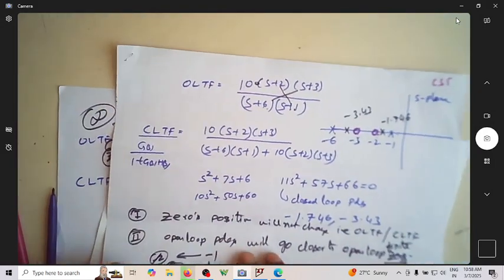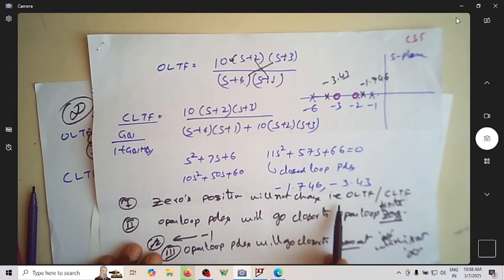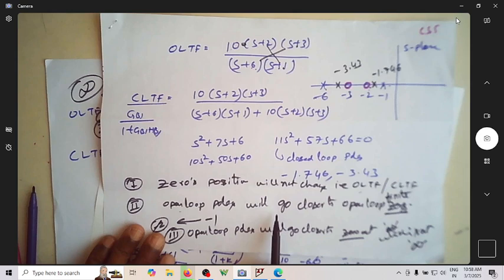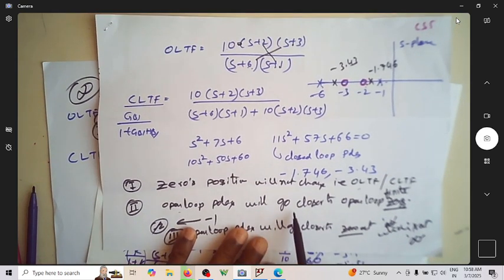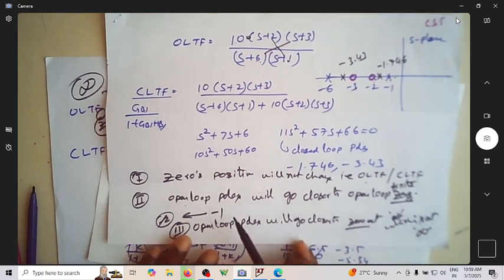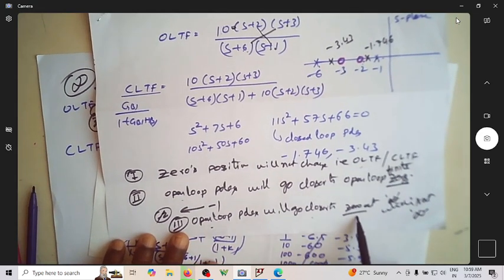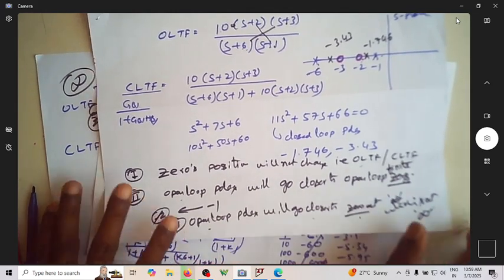So this is what I wrote. Zero's position will not change whether it is open loop or closed loop. Open loop poles will go closer to the zeros upon closure of the loop. Again, open loop poles will go to zeros at infinity if you don't have any finite zero. So this is the case.